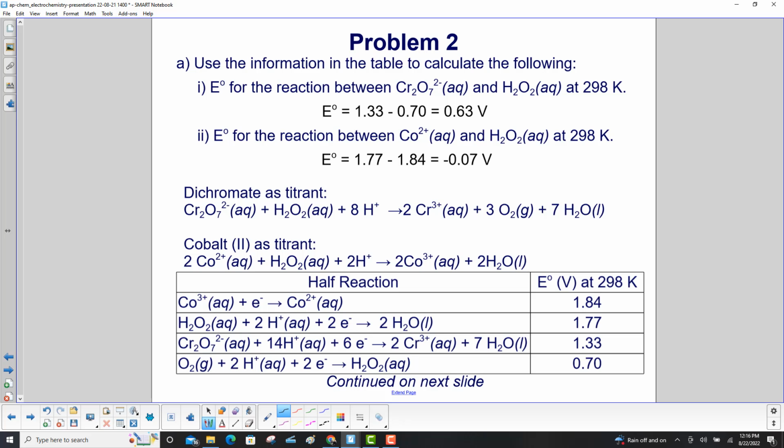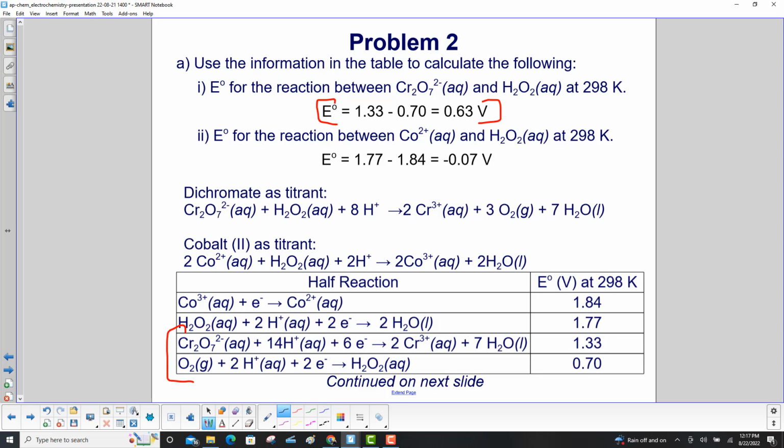Calculate E0 for the reaction between the chromate ion and hydrogen peroxide. E0 is going to be the substance that is reduced minus the substance that is oxidized. So let's go down here and look. What's the valence of chromium there? Well, oxygen is -2 for each one. -2 times 7, -14. The overall ion is -2.